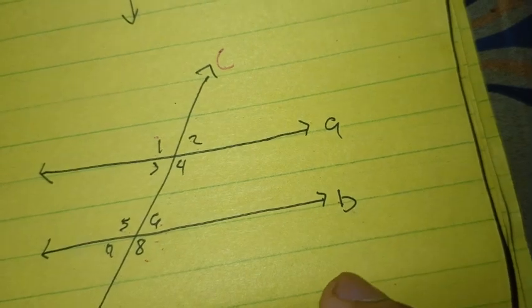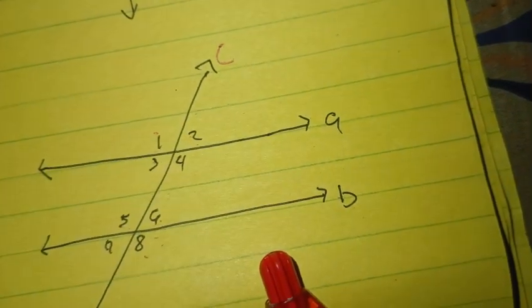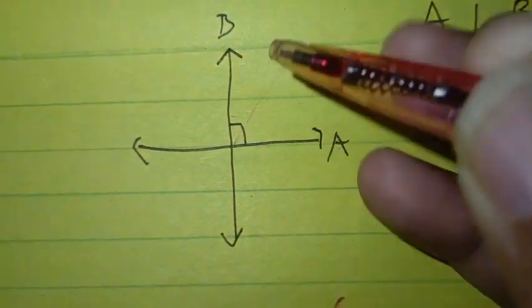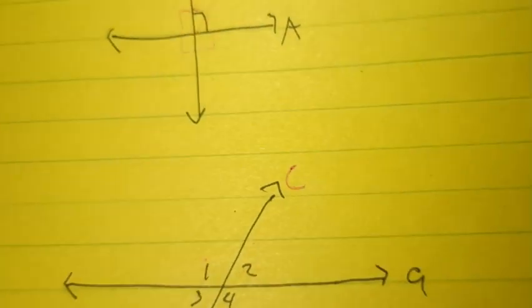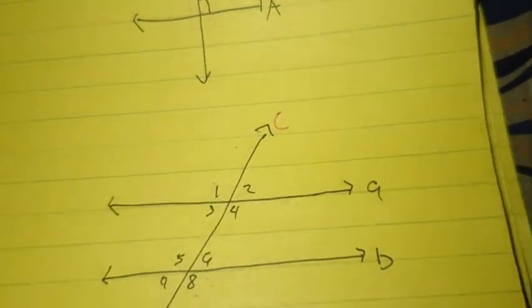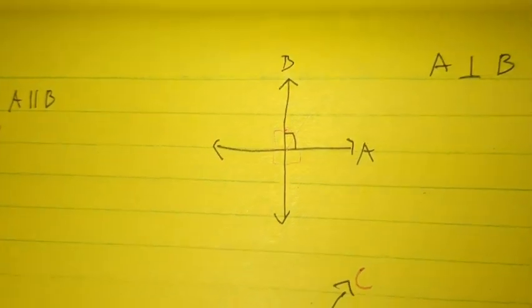So the perpendicular line theorem: they form four right angles, like this one. Perpendicular, 1, 2, 3, 4. They form four right angles. So those are the basic theorems on angles. Now let's go back here.